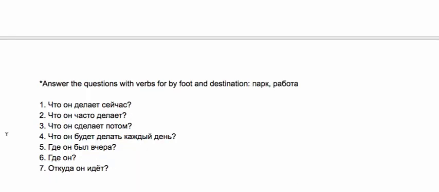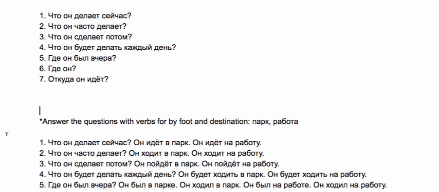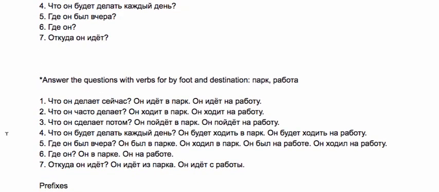Answer these questions with verbs for by foot and the destination park and работа. Что он делает сейчас? Он идет в парк. Он идет на работу. Что он часто делает? Он ходит в парк. Он ходит на работу. Что он сделает потом? Он пойдет в парк. Он пойдет на работу. Что он будет делать каждый день? Он будет ходить в парк. Он будет ходить на работу.